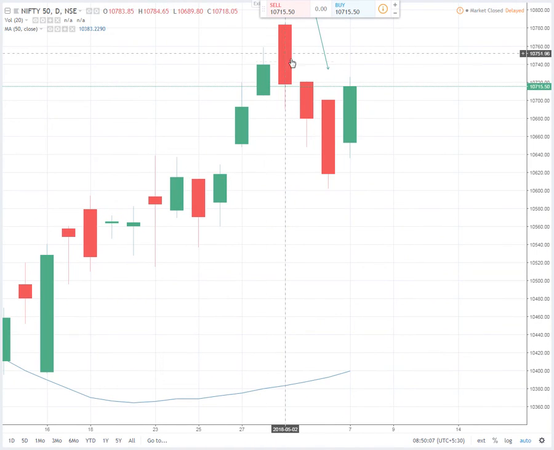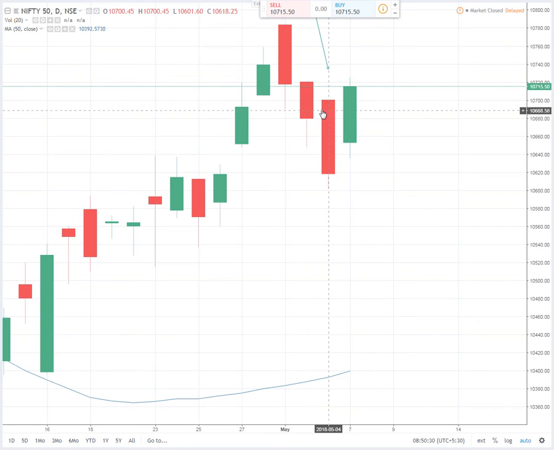Similarly, if you look at these 3 candles from the last 4 trading sessions, the high for this day is about 10,784. For the next day, the high is 10,720, which is lower than the previous day. So this is the lower high. And for the next day, if you notice, the high is again 10,700, which is lower than the previous day. Again, this is a lower high. So for 3 consecutive days, we have had lower highs.